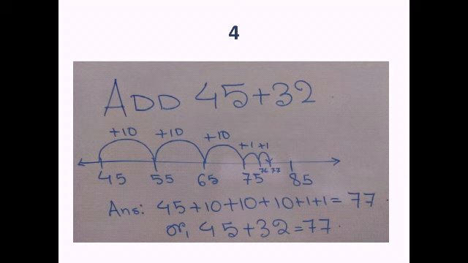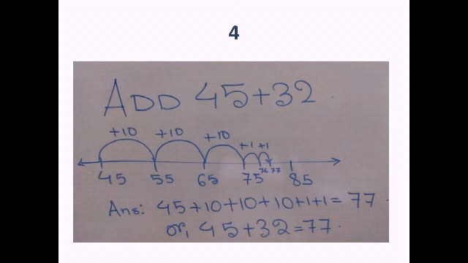So how many tens have we added? 3 tens, that means 30. For 45 we have to add 32. 32 means 3 tens and 2. So we have added 3 tens and we have landed on 75. After 30 plus 2, 32.